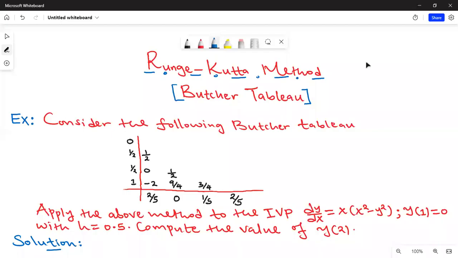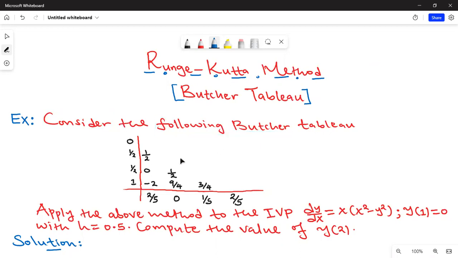Hello everyone, welcome back to this online class. Today we are going to look at Runge-Kutta method, and in particular we are going to look at a case where you are given a Butcher table and you are asked to use that table to solve an initial value problem. Now we have this question.